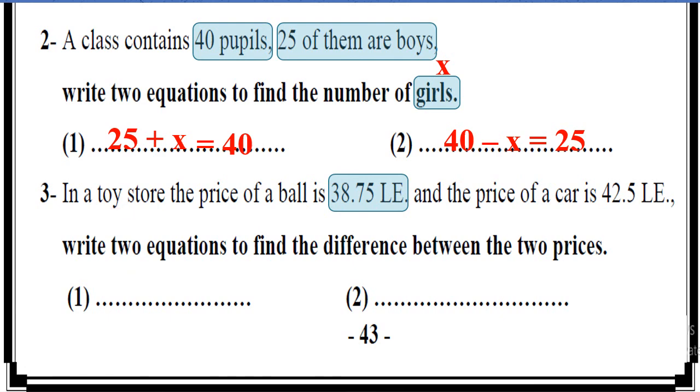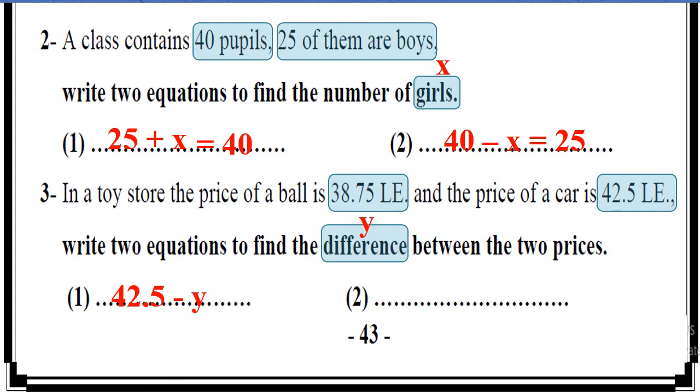And now in number 3, in a toy store, the price of a ball is 38.75 LE, and the price of a car is 42.5 LE. Write two equations to find the difference between the two prices. Here the difference is the variable. We will represent it using y.